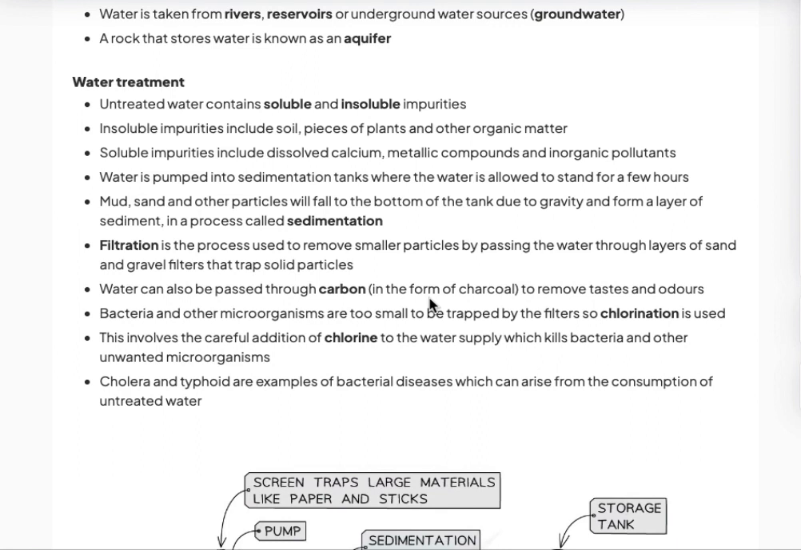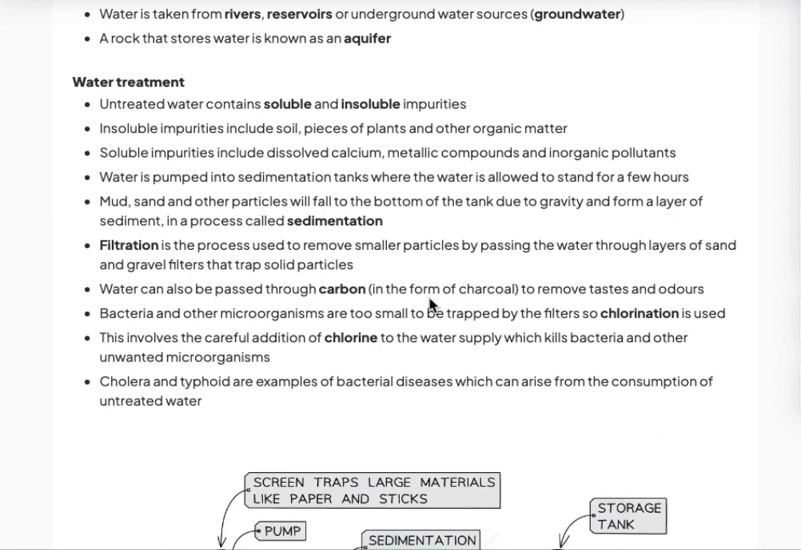The treated water contains soluble and insoluble impurity. So we need to get rid of this impurity because they're not suitable for consumption. Insoluble impurity includes soil, pieces of plants, and other organic matter, like solid things. Insoluble means solid things, things that didn't dissolve in the water. Now, we have soluble impurity, the one that dissolves in the water and that you don't see physically. Soluble impurity includes dissolved calcium, dissolved magnesium, dissolved metal compounds, and inorganic pollutants.